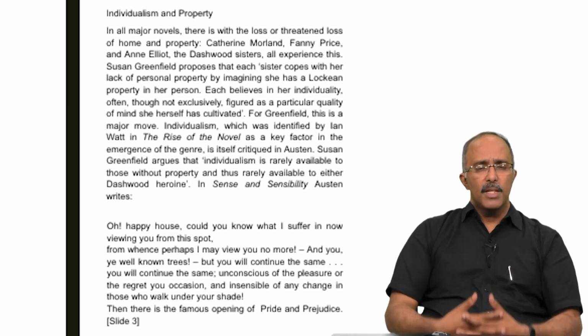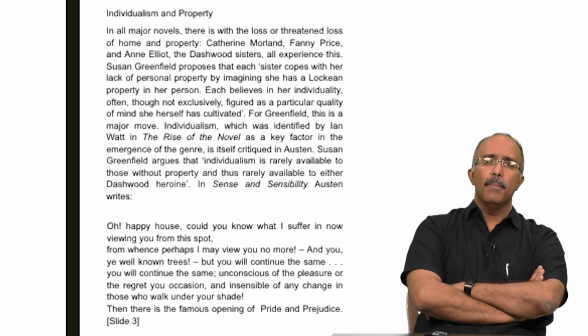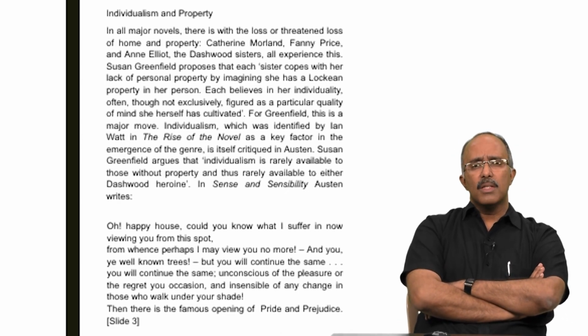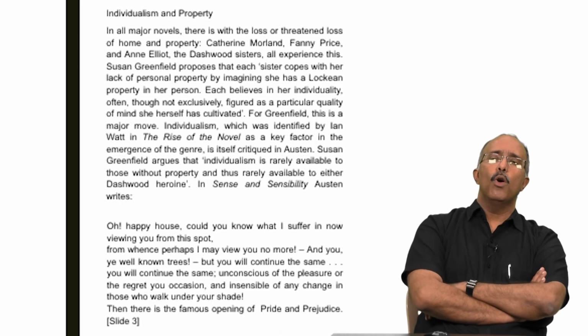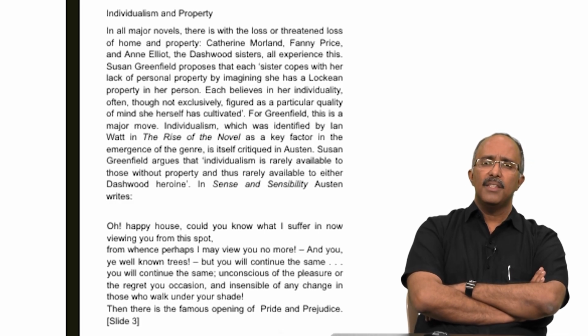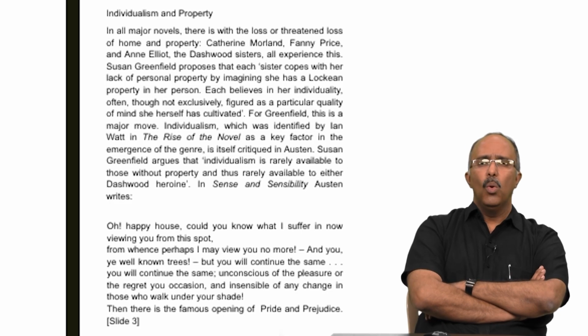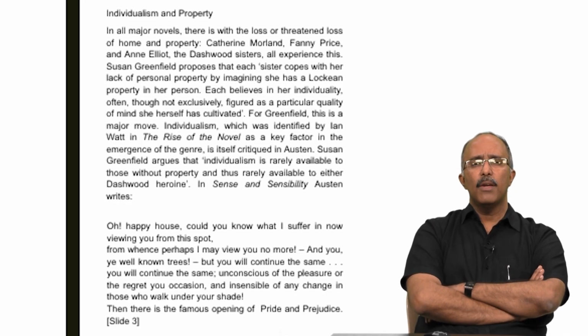And that brings us to our next theme, individualism and property. In all major Austen novels, there is the loss or the threatened loss of home and property. Catherine Morland, Fanny Price, Anne Elliot, the Dashwood sisters, all of them have experienced some kind of threat to this ownership of property that they may have.